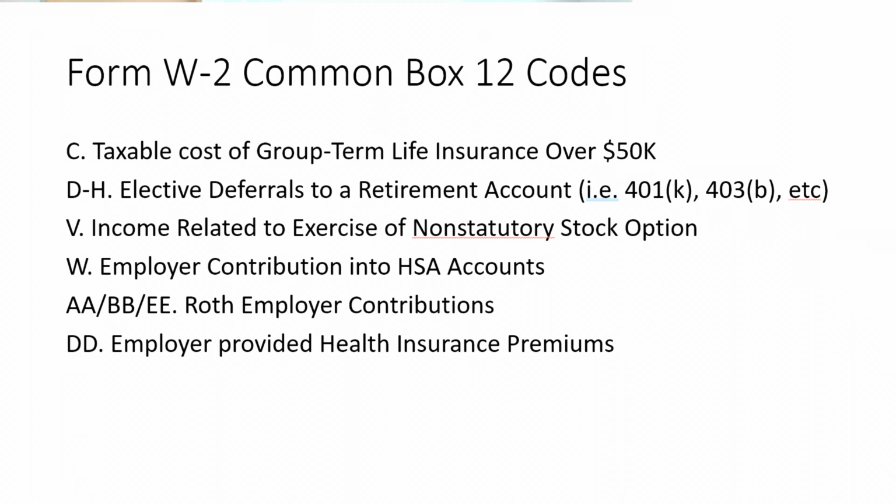Code V is income related to the exercise of a non-statutory stock option, generally through your employer. Code W is for employer contributions into an HSA account. An HSA is a health savings account. Codes AA, BB, and EE are related to employer contributions into a Roth account. Code DD is health insurance premiums paid for by your employer.